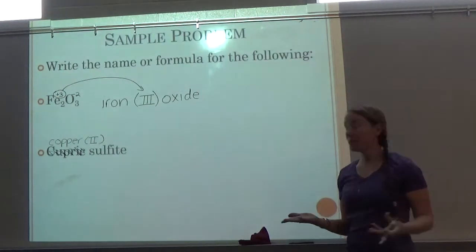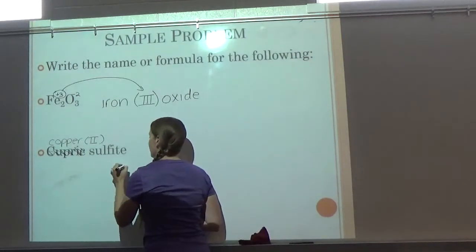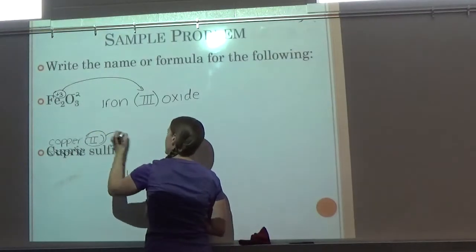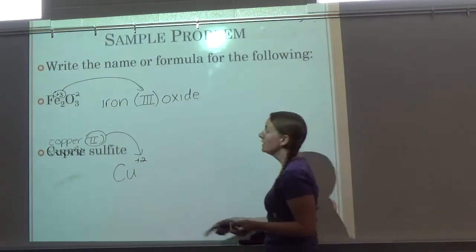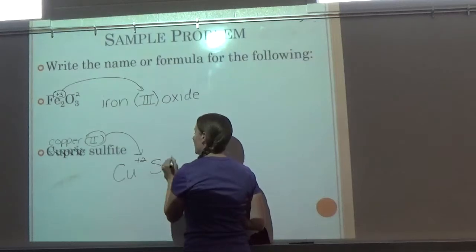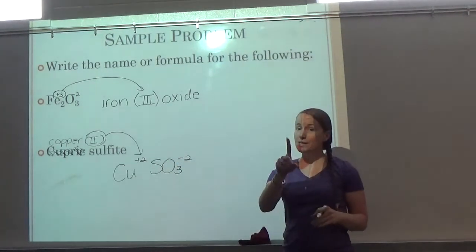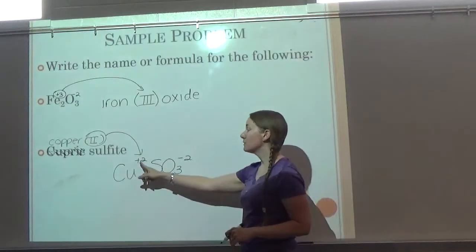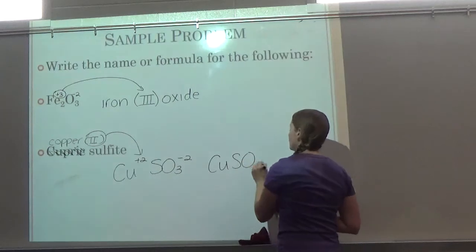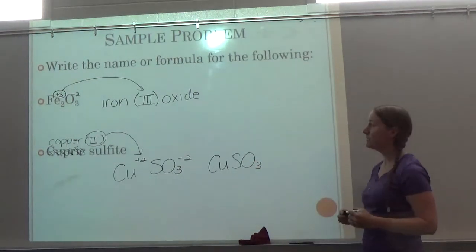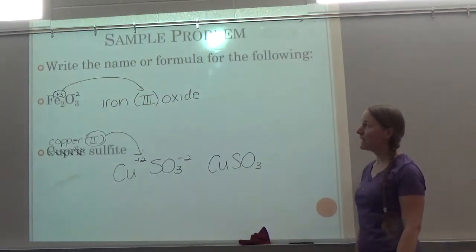So we need to write our formula. So we got to remember to cross or balance our charges. So copper is Cu. The Roman numeral tells me the charge, not the subscript. So it's a +2 charge. Sulfite is on your polyatomic ion sheet. It says SO3 -2. And so then don't be real quick on crossing those charges because +2 and -2 cancel. So I don't need any additional subscripts. So it's just CuSO3.